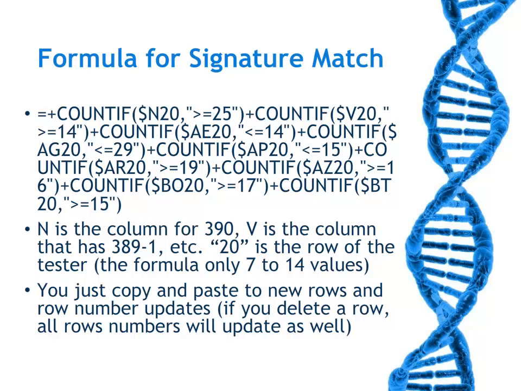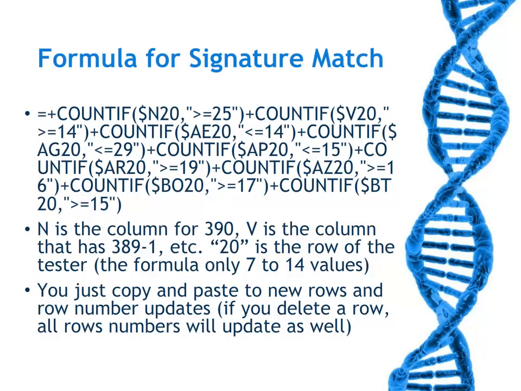So here's the actual formula for a signature match, and it works pretty simple. A COUNTIF is, if that statement for COUNTIF is true, it's a 1. If it's false, it's a 0. So there's 7 markers, and so there's 7 COUNTIFs. And so if all 7 are true, you get a match of 7. If 2 of them are not true, then you get a match of 5.